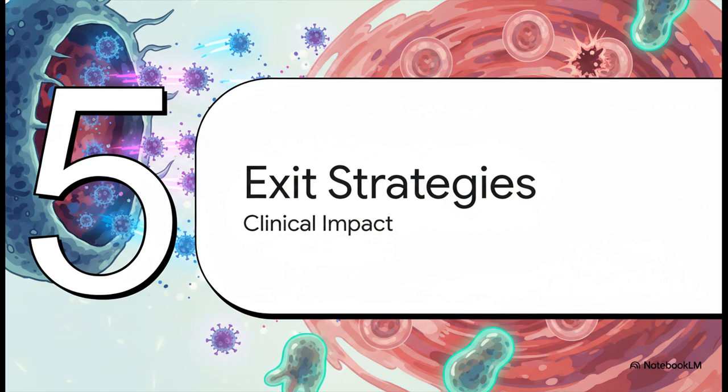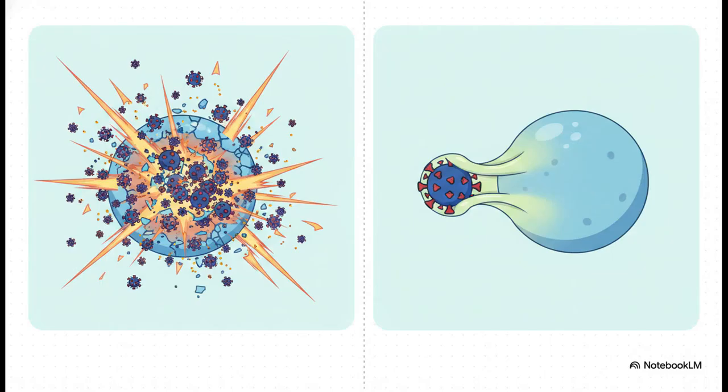Section 5. Exit strategies and clinical impact. So eventually, these new viruses have to leave, right? They use two primary methods to exit, and this determines the immediate fate of the host cell. First, there's lysis. In this method, the host cell gets so ridiculously packed with newly assembled viruses that its structural integrity just fails, and the cell actually bursts open. This kills the host cell immediately, releasing a massive flood of new virions all at once.